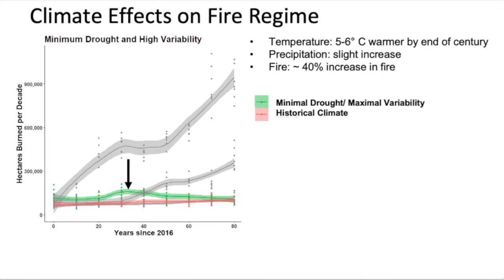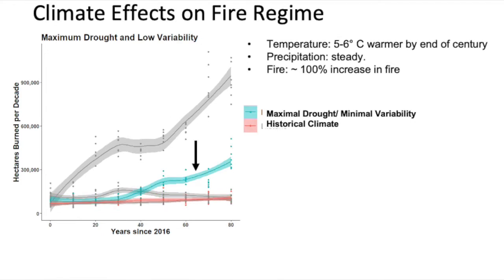And if you begin to increase that temperature a little bit, and your precipitation slightly increases, you actually get a 40% increase in fire. This is through the 80 years. And if you are looking at higher temperatures, but your precipitation is relatively steady, then you get a 100% increase in fire, so you're actually doubling your fire.